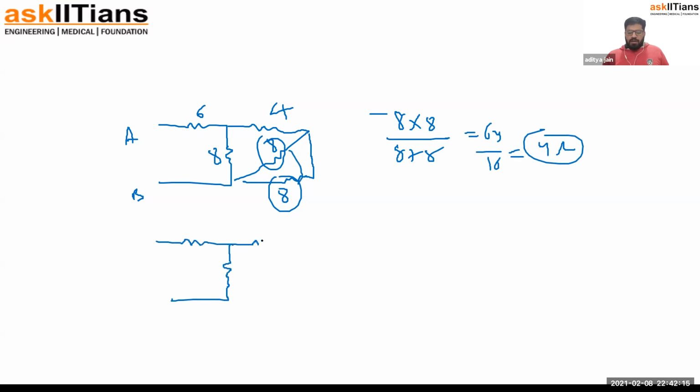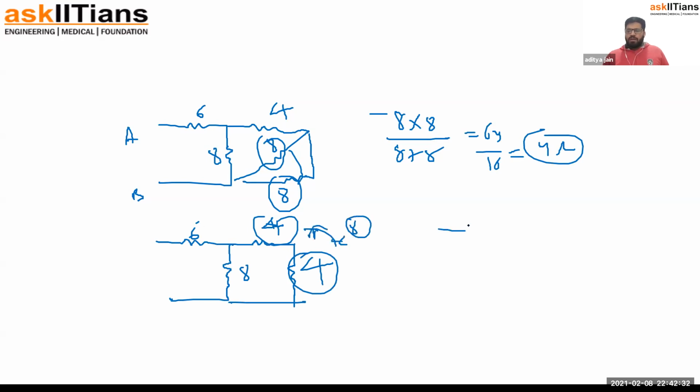I am trying to explain that if you solve it in an examination, it will not take much time. So this 8 and 8 are replaced by a single resistance of 4. Again 6, again 6, again 8. Now these 4 and 4 are in series, so the equivalent resistance will be 8. 4 plus 4 will give you 8. So the system will be like this: 6, 8, and the equivalent of 4 and 4 is 8. This is A, this is B.